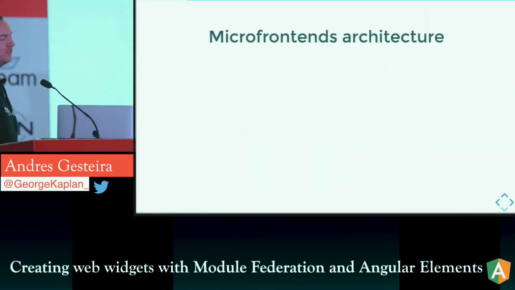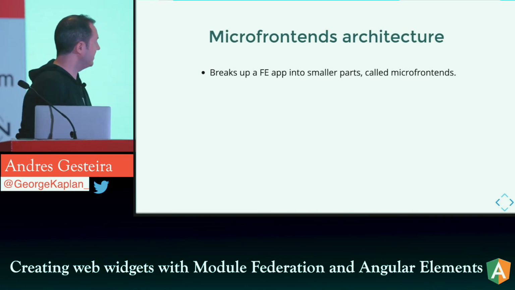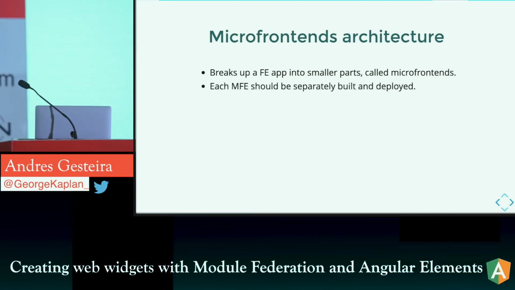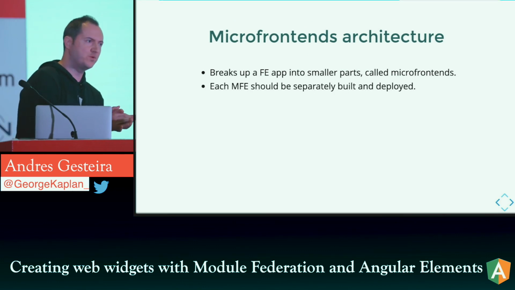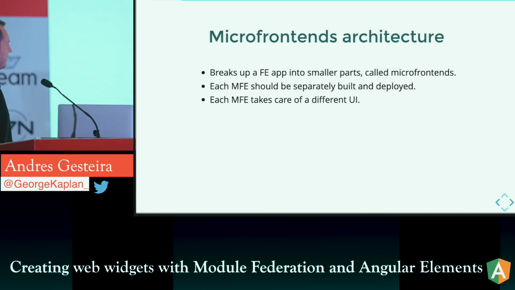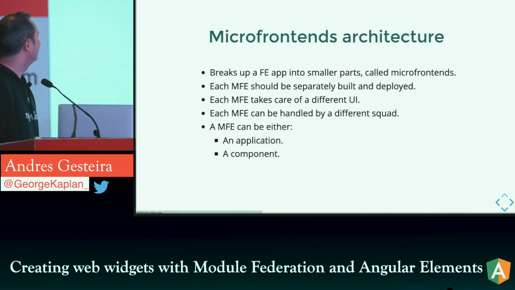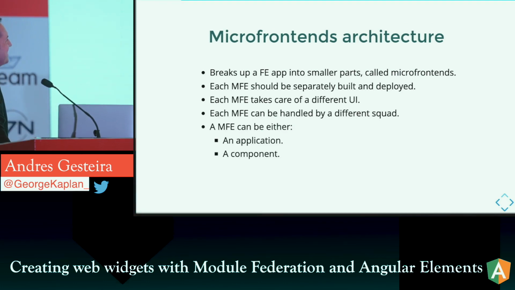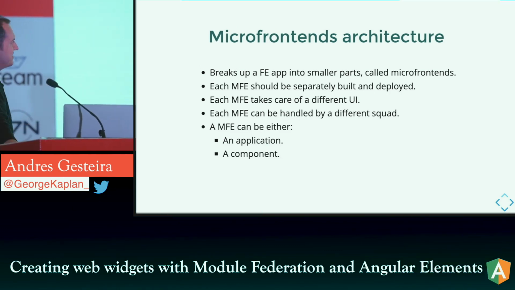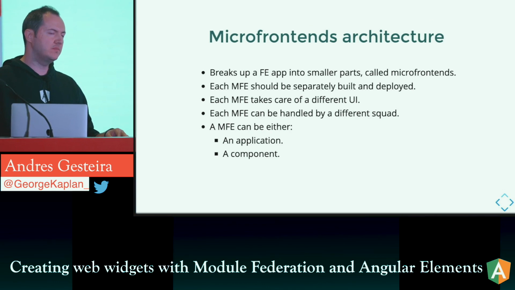So, microfrontends architecture, what is it about, right? It breaks up the front-end application into smaller parts, which we call microfrontends. Each microfrontend should be separately built and deployed. This is important. But also, what makes a microfrontend is that it takes care of, no, this is not actually the thing, sorry. It takes care of different UI. I was thinking about modules, not about microfrontends. And microfrontends can be handled by different squads. So microfrontends is actually about scaling teams, you know.